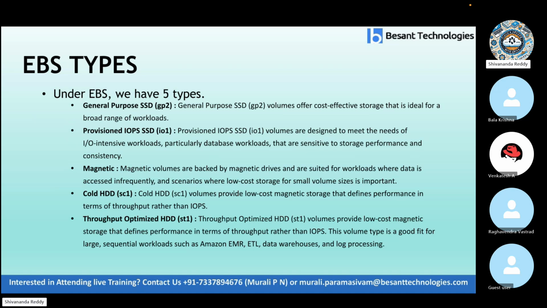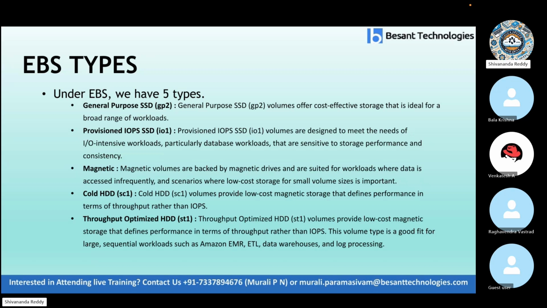Next, EBS types. Under the EBS, we have five types. One is general purpose SSD, GP2. General purpose SSD GP2 volumes offer cost-effective storage that is ideal for a broad range of workloads. Like yesterday we were discussing, you guys recall that. If you want to host websites or store some data, generally people will use GP2 or GP3. I mean, only this general purpose is used.